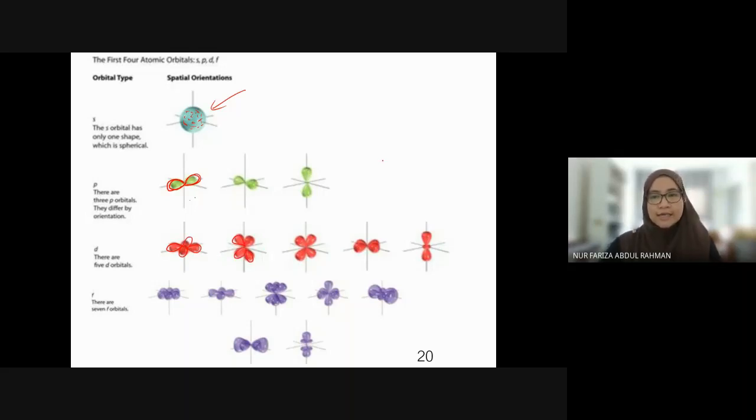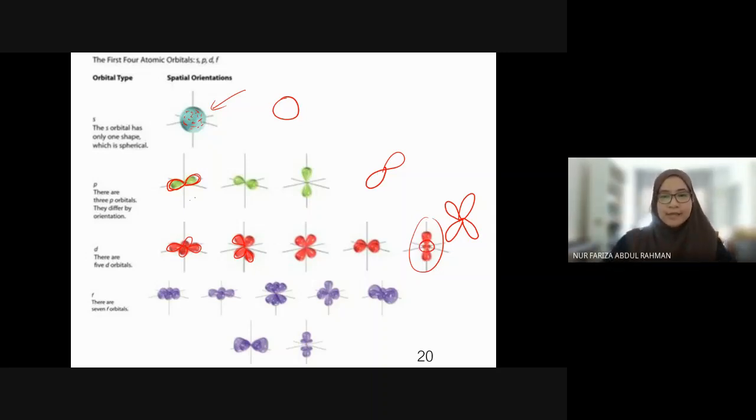But I want to highlight again, this is spherical, this is the 2 lobes, P, and then this is D orbital. And there is one special orbital here, it has only two lobes, but we have a ring at the center. Why there are so many of these, we will see later for the next quantum number. And then this is F. This is how F looks like. So F has even more lobes on it. So this is its shape.